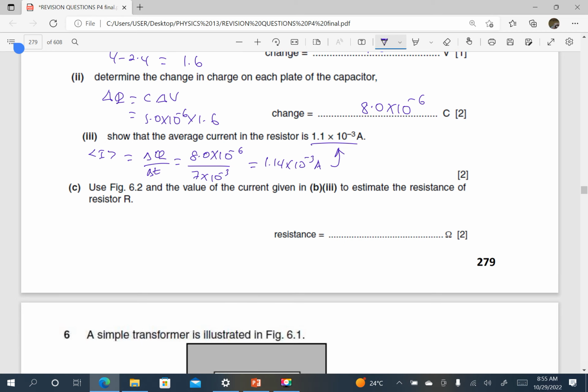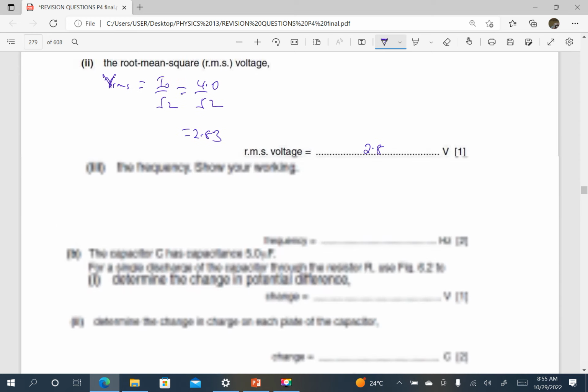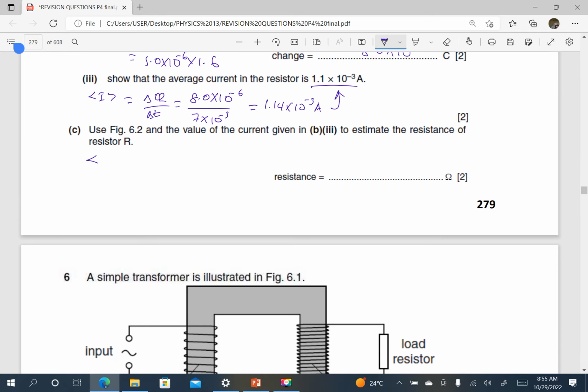Use the figure 6.2 and the value of the current given in part B to estimate the resistance of the resistor. So we know that from the figure, the average value of PD is going to be 4.0 plus 2.4 divided by 2. That is maximum plus minimum over 2. So the average value of PD is 3.2 volts.